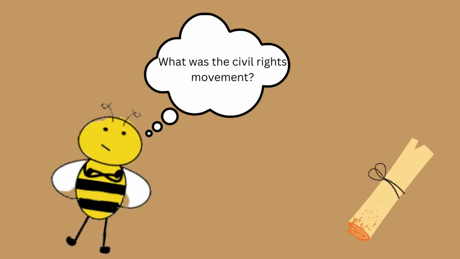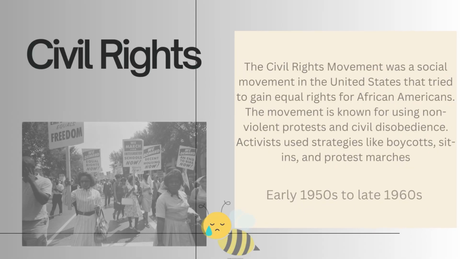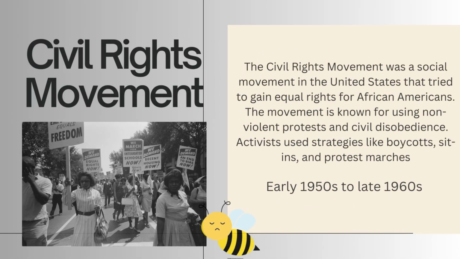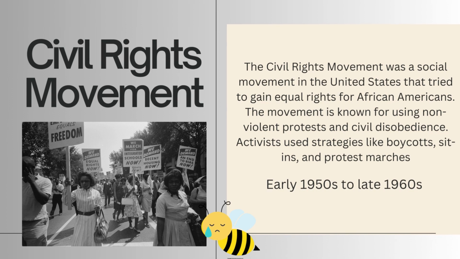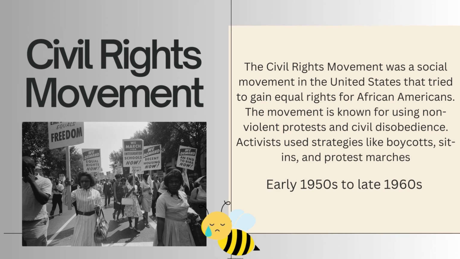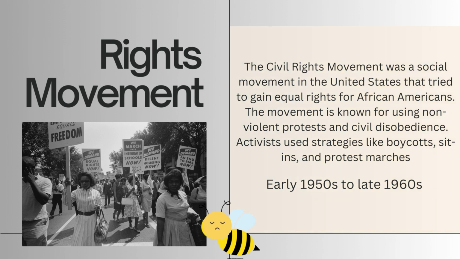But first, what is the civil rights movement? The civil rights movement was a social movement in the United States that tried to gain equal rights for African Americans. The movement is known for using nonviolent protest and civil disobedience. Activists used strategies like boycotts, protests, and marches in order to gain freedom and spread the word about the treatment of African Americans. The civil rights movement expanded from the early 1950s to the late 1960s.